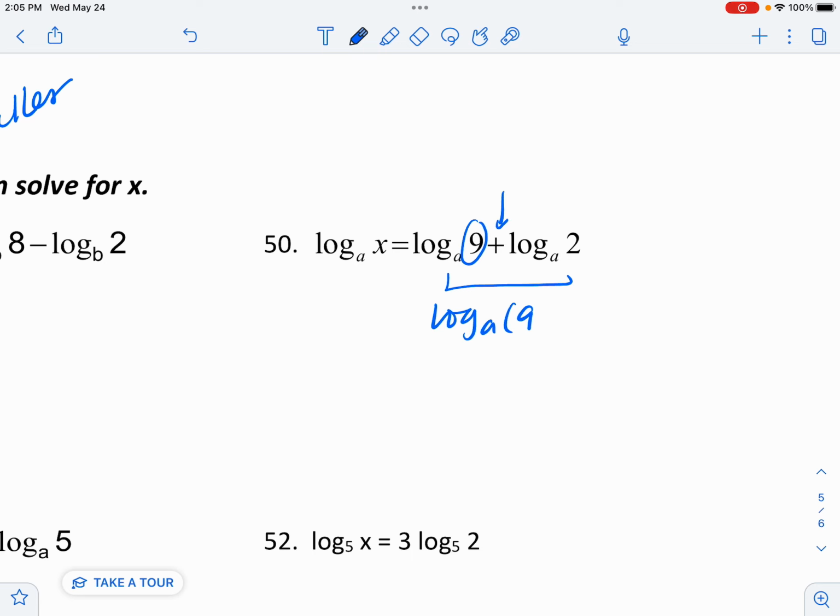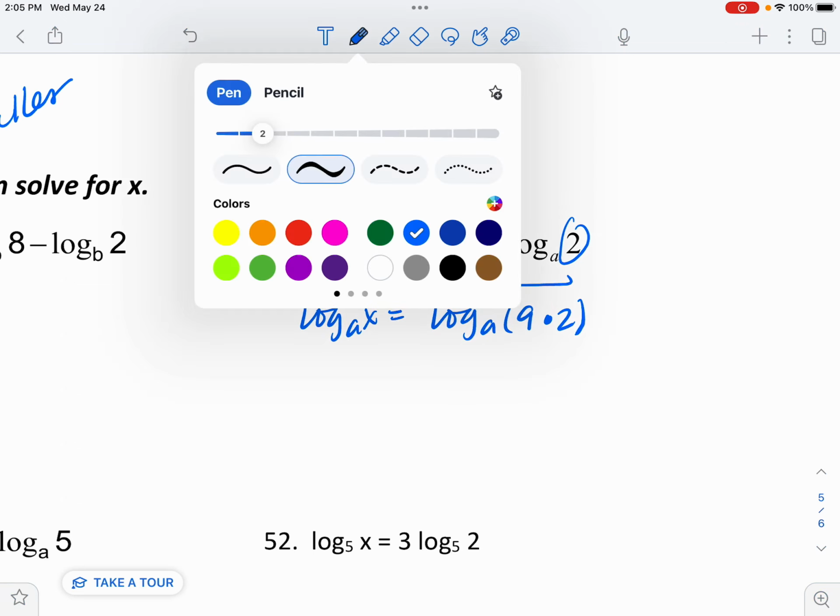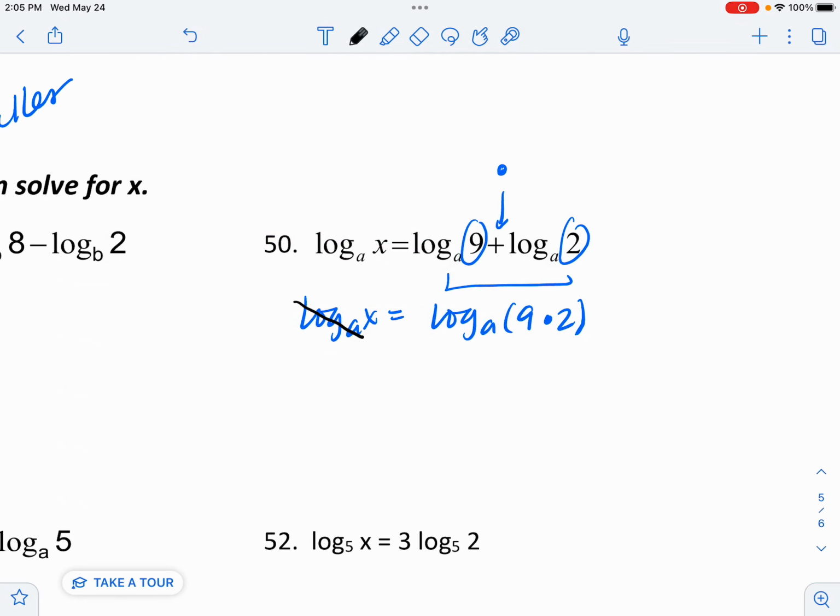Remember, a plus is going to turn into a multiplication and then a 2, okay? So this is log base A of x. Now that I have 1 log on each side, I can actually cancel them out. So this cancels with this, which is going to give me that x equals 9 times 2. And I know that 9 times 2 is a nice little 18.